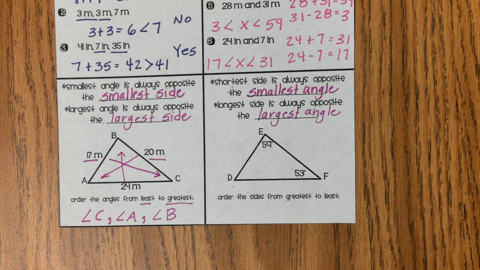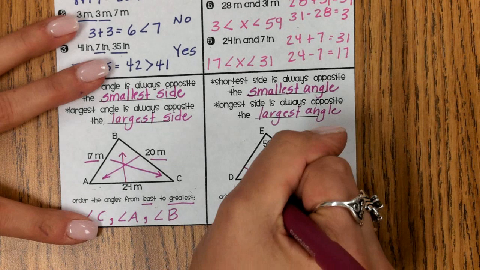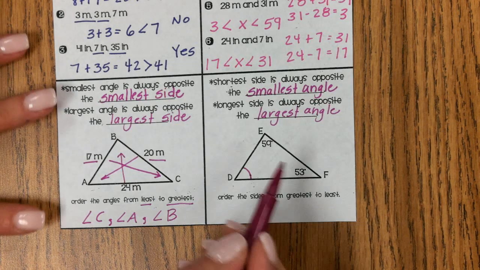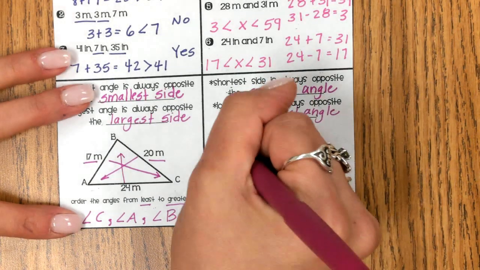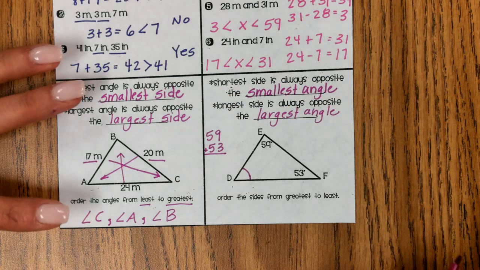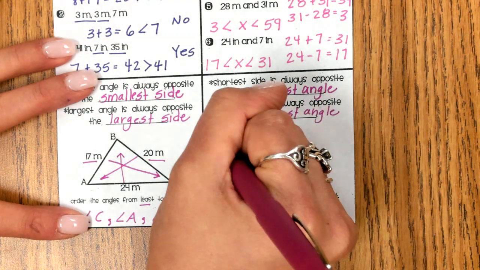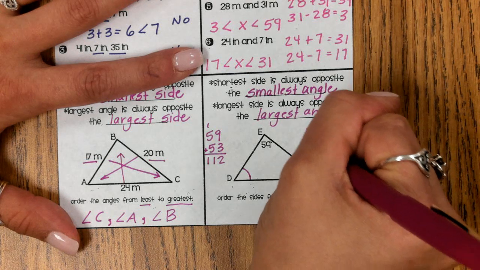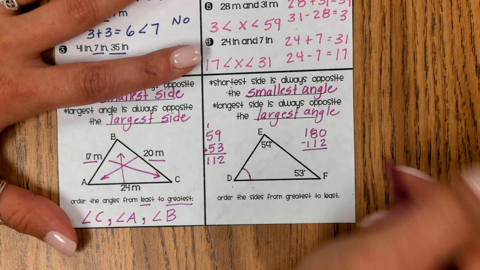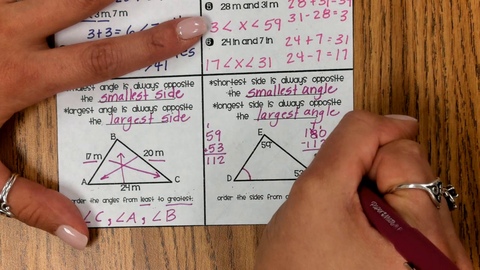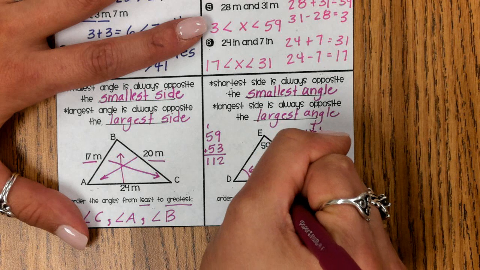Okay, so notice on this triangle, only two angles are labeled. We know that all the angles inside of a triangle add up to 180. So what we would do is we would first add the two that are given, and then we would subtract that from 180. So we would add those together, which would give me 112. And then we would subtract, which would give me 68 degrees.